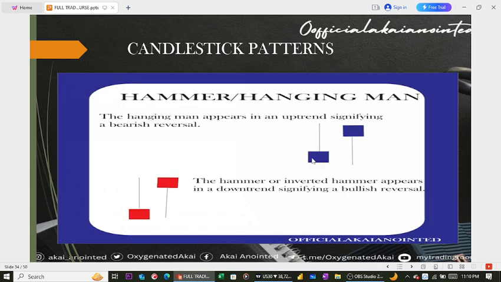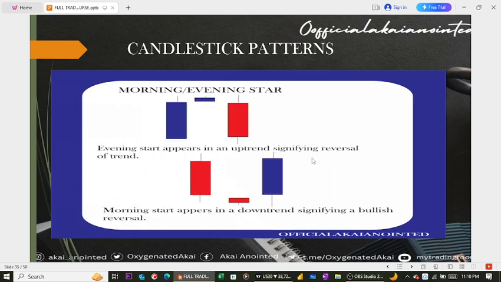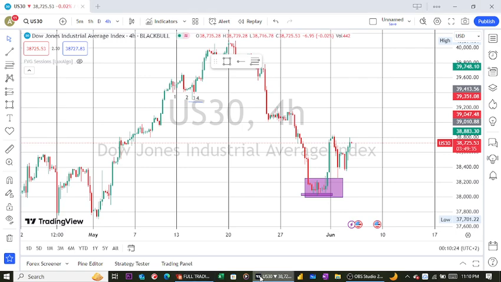Now we have pin bar or hanging man or whatever you want to call it. Same thing, where it has a long wick and a small body, on one side of the price. So we have hanging man, we have morning star, and we have evening star. Evening star occurs in an uptrend, morning star occurs in a downtrend. So that's all for now, and I hope you got the message I was trying to pass.